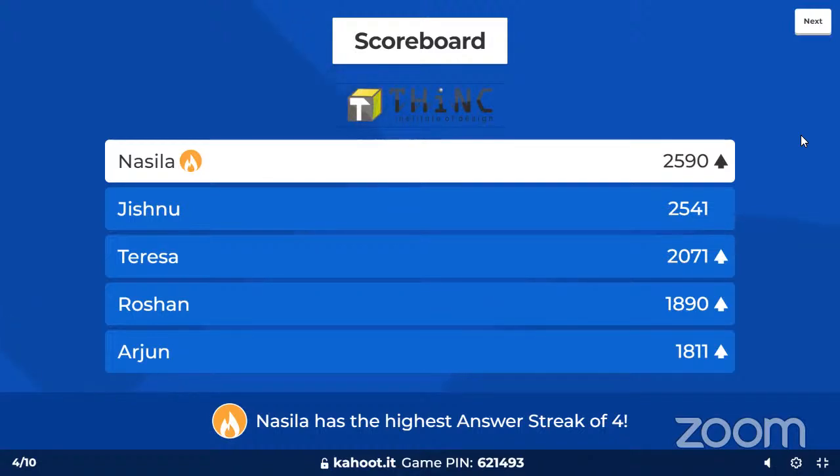Again, the game is so much interesting. On every question the point table is changing, the first positions are changing, all 4 positions are changing. I think it's really getting interesting. So who will win the game? Let's see. Congrats Nasla, Jishnu, Teresa, Roshan, Arjun. Still 6 more questions to go.